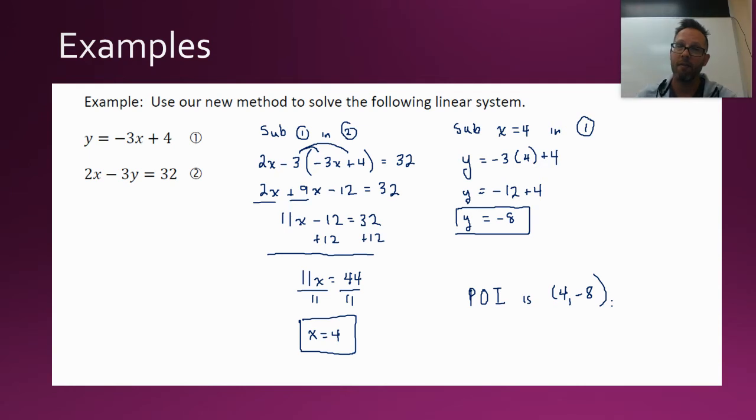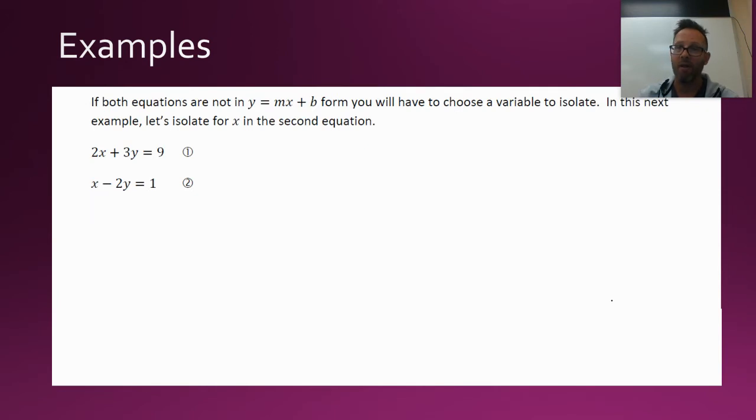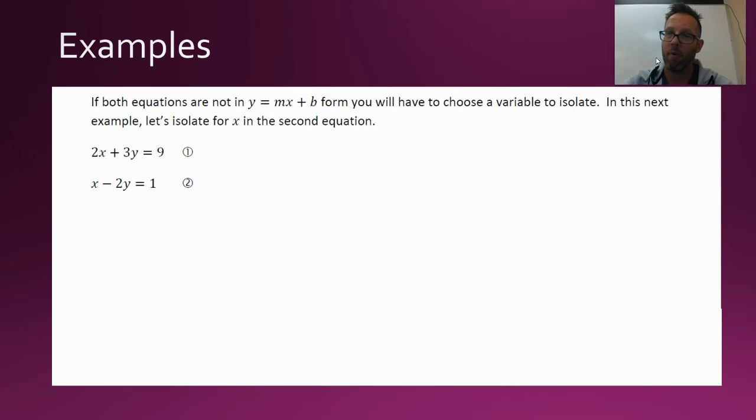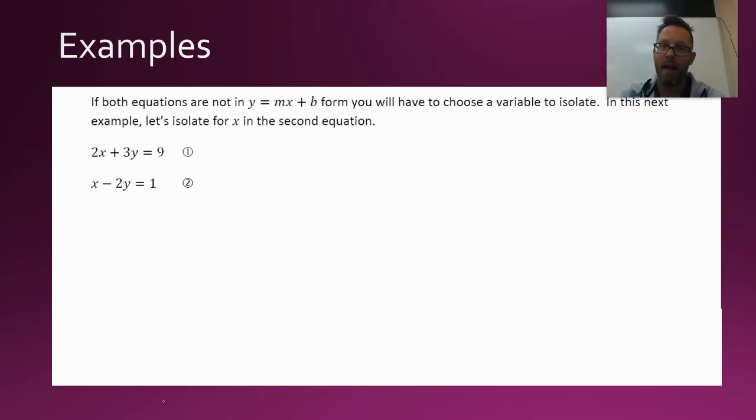Now, in these cases, both of these were set up well for you. One of the equations was already isolated. Let's do another example where that's not the case. So check this one out. 2x plus 3y equals 9. And x minus 2y equals 1.